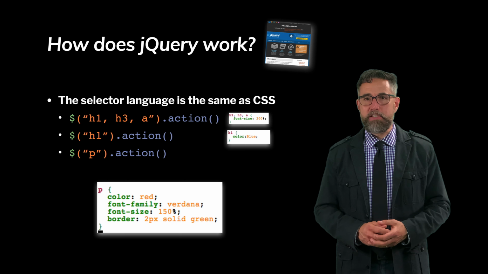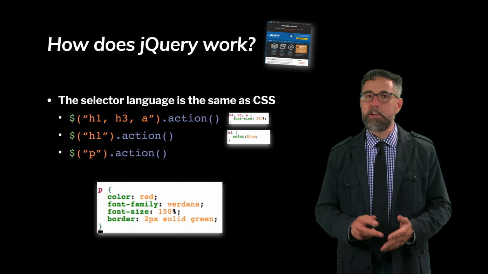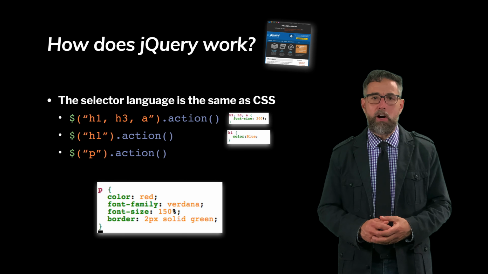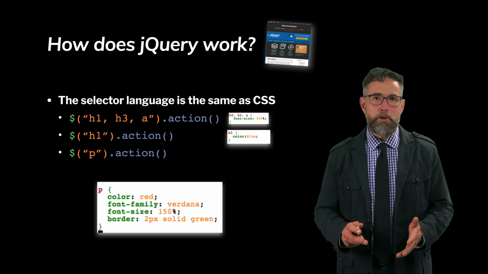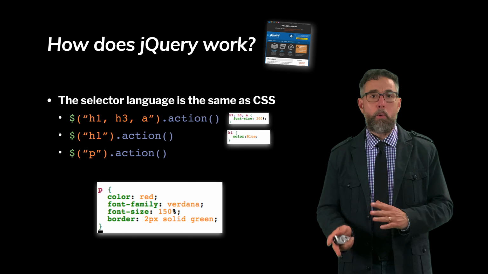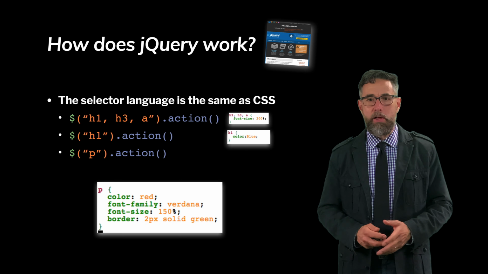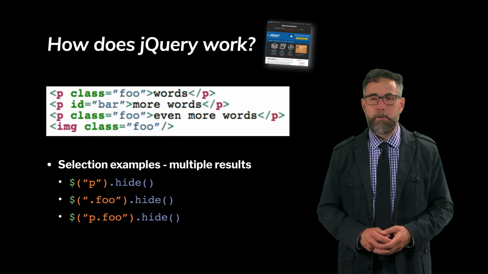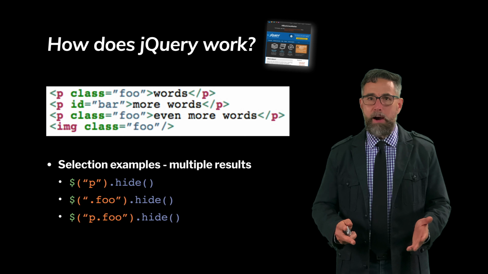Finally, here's an example of selecting all the P tags in our document. Our CSS might color them red with a font and a font size, put a border around them, 2 pixels solid green. That's fine for CSS, but we can use that same selector to apply some other kind of action to that node. So here's an example of how we might use it.